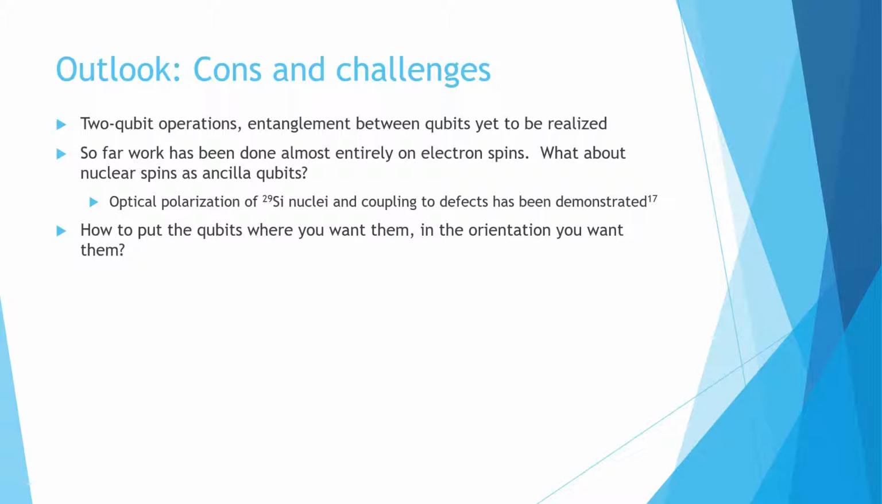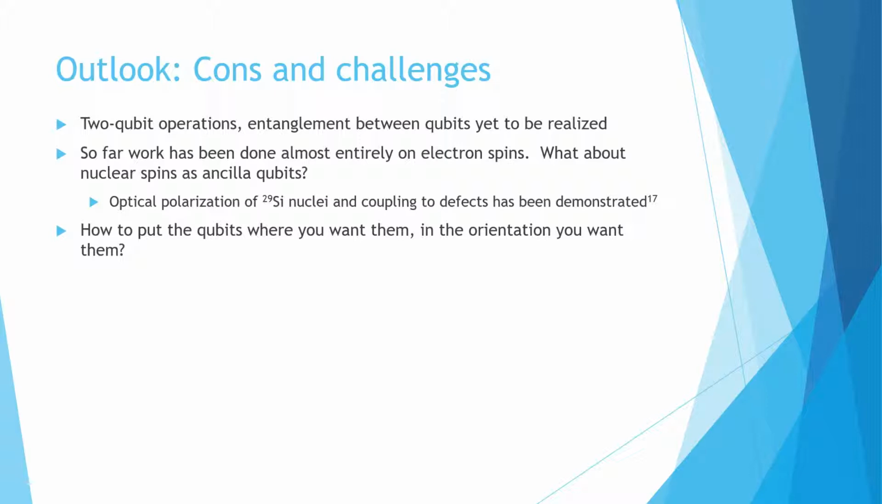In class, we've seen that a lot of work has been done in that context in diamond. Not so much has been done in silicon carbide, but I think the outlook is promising, A, because it's been done in diamond, and B, because optical polarization of the silicon-29 nuclei, not the carbon-13, but the silicon nuclei, and coupling to both the divacancies and the silicon vacancies has been sort of primitively demonstrated. So that's favorable.